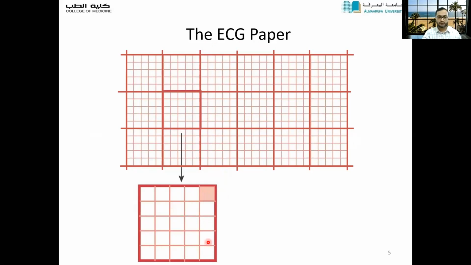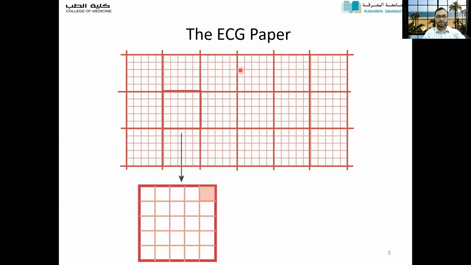One big square is 5 millimeter by 5 millimeter in dimension. So height is 5 millimeter and breadth is also 5 millimeter. And now we are dividing this big square into 25 small squares.